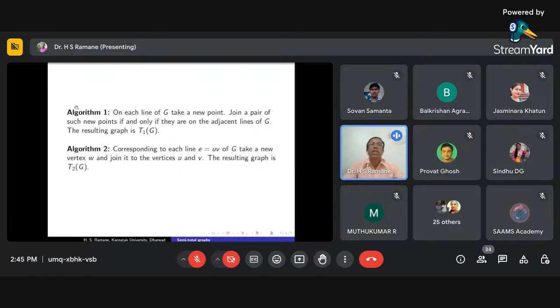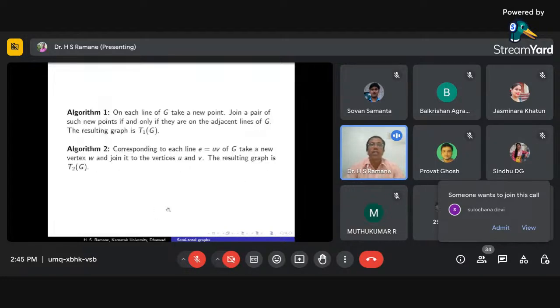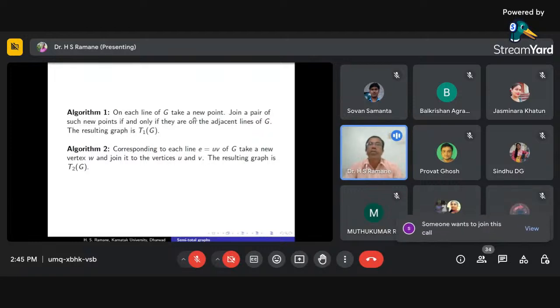So the algorithm given by Sampath Kumar in his paper is a simple way one can draw the semi-total line graph and semi-total point graph. What you have to do? The first algorithm: on each line of G, take a new point and join a pair of such new points if and only if they are on the adjacent lines of G. So the resulting graph will be T1G.